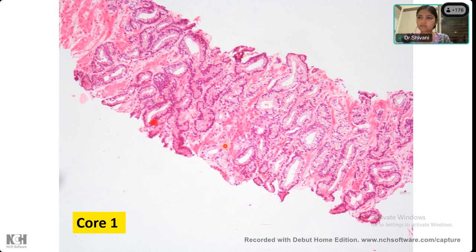And if you are really looking for bilayering, you don't see bilayering here. Although I will never tell you to look very carefully for bilayering, because I don't believe we can actually make out bilayering very nicely. So this is a branching gland.